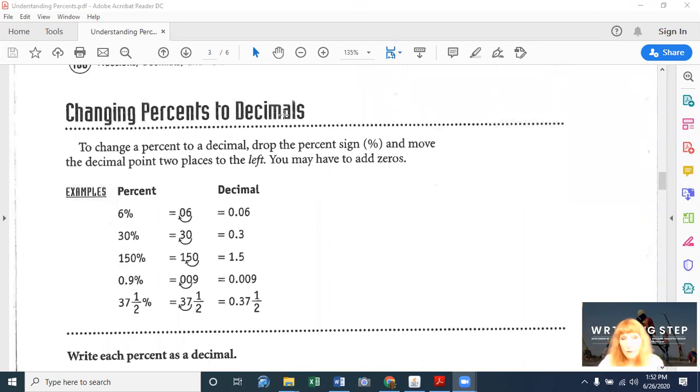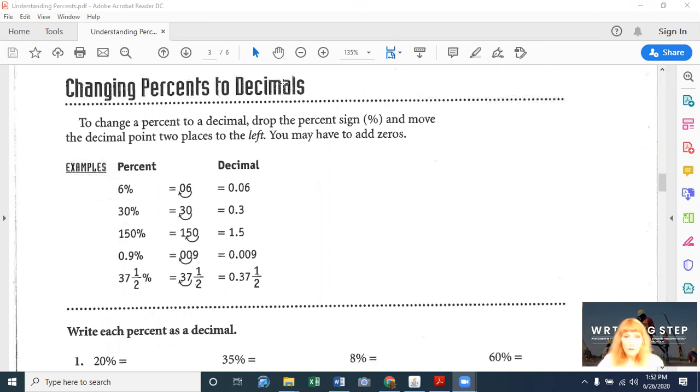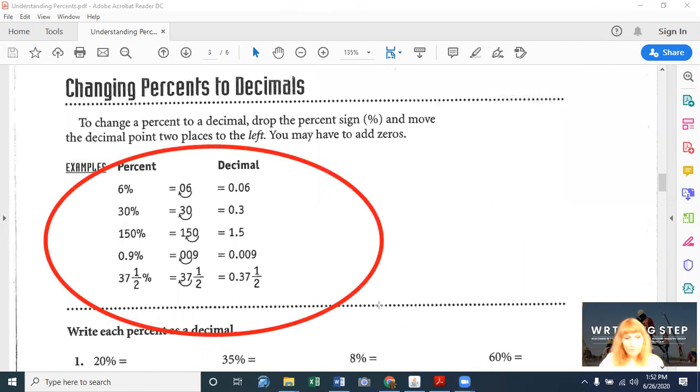So we're going the opposite direction. Before we were changing a decimal to a percent, now we're going to already have the percent and we've got to change it back to a decimal. So what would you think that you would do? Exactly, you would do the opposite of what you just did. So here's some examples here.